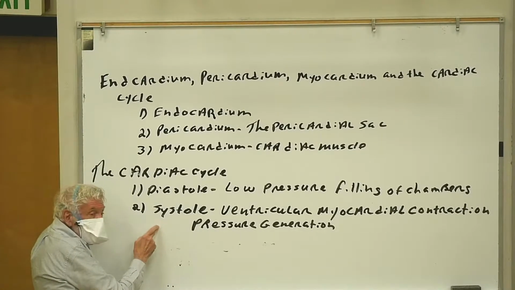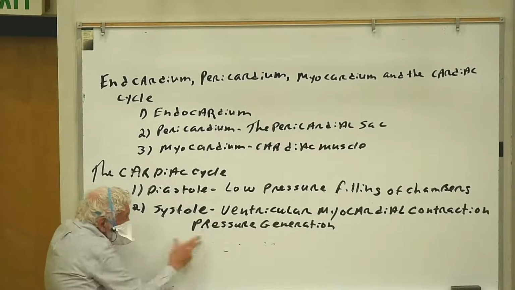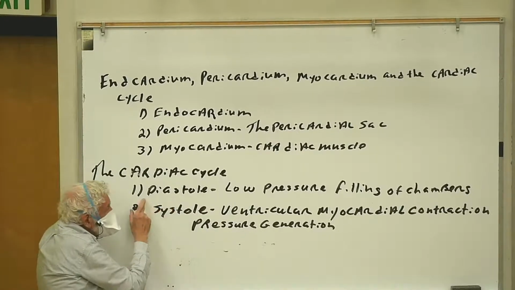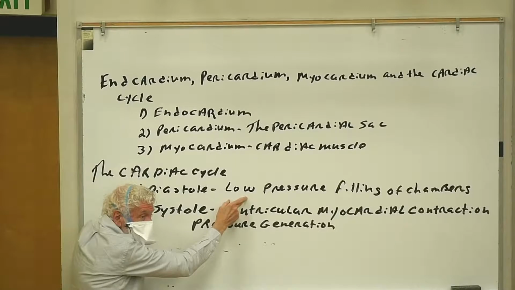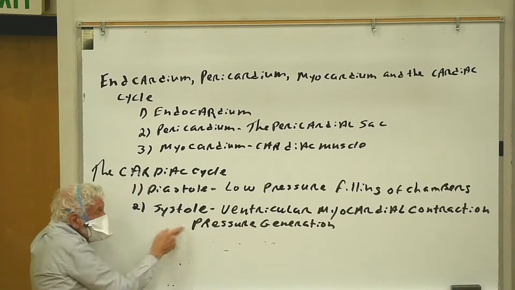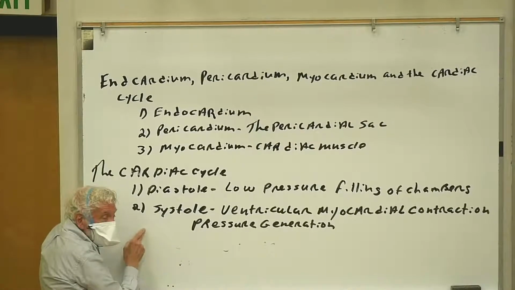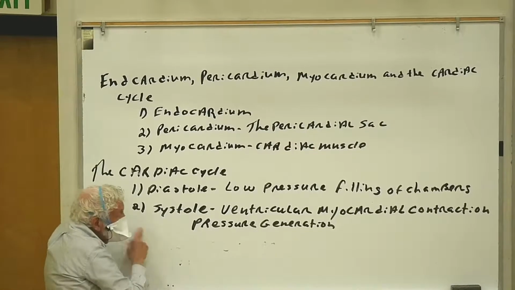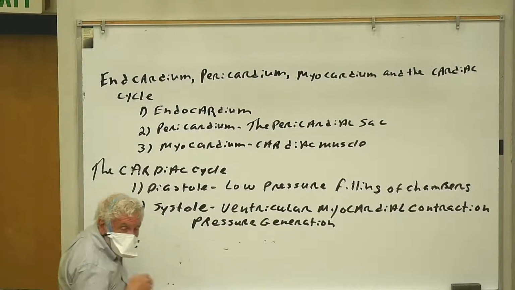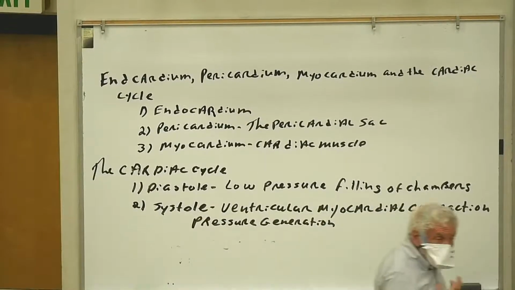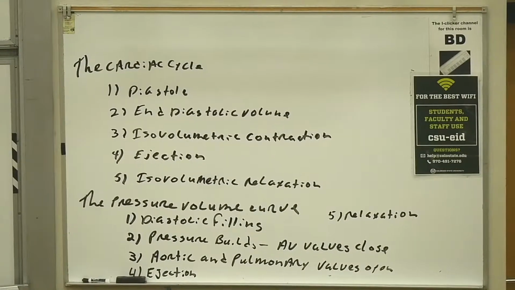Diastole begins with the filling of the chambers. Systole begins when the ventricular myocardium starts to contract. Systole comes to an end when the muscle is no longer contracting and the blood has been forced out from the chambers into those tubes, either the aorta or the pulmonary artery.